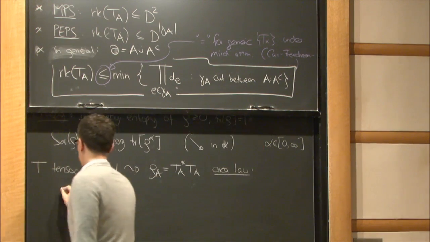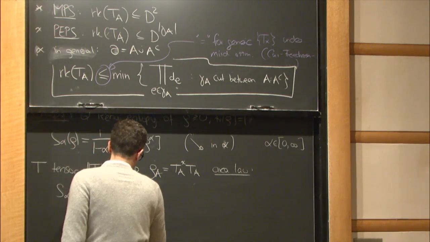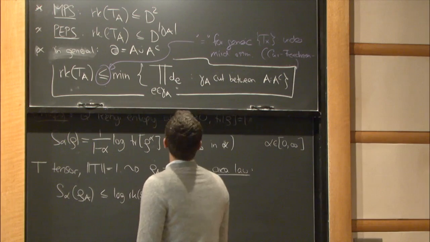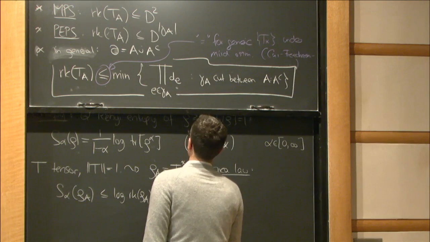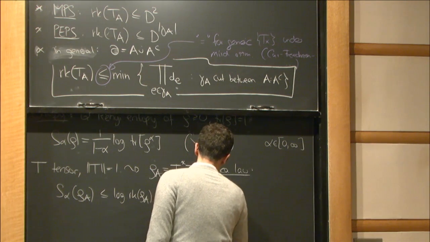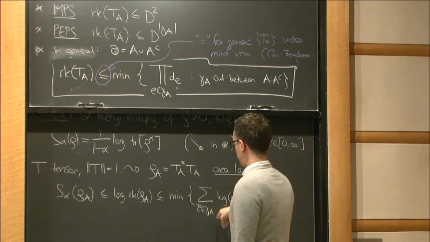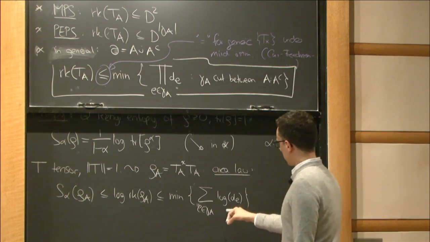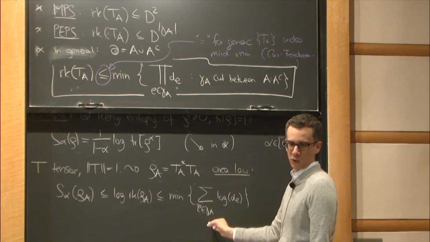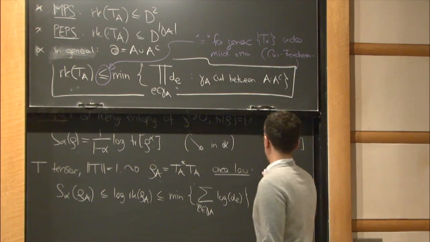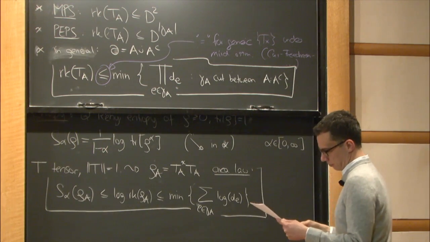So by what we said here, we can bound S alpha of rho A by log rank rho A. And now I just have to take the log in the right way. We do the same minimization, but now we're summing over E in gamma A. We take the log of the bond dimension, with the same minimization over cuts between A and A complement. That's slightly more pleasant, because if you imagine that these bond dimensions are all the same, you get something that's proportional to the number of elements that you're cutting. So that's linear in the size of this area.